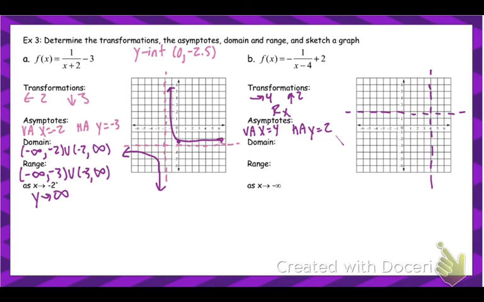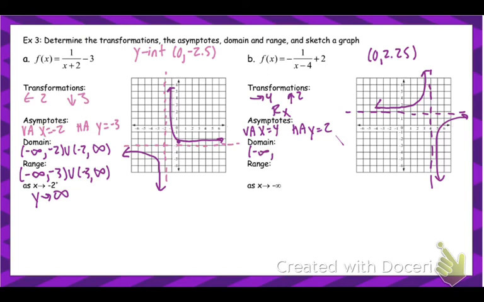And again, because it's reflected, it's going to go in these quadrants. Your intercepts will also help guide you to that. We'll talk on Friday about how to find the x-intercept, but for today, to find the y-intercept, if I plug in 0, that's a negative 1/4 plus 2, so that's 2 1/4. And then again, that fits with where I drew my graph in relation to those asymptotes.